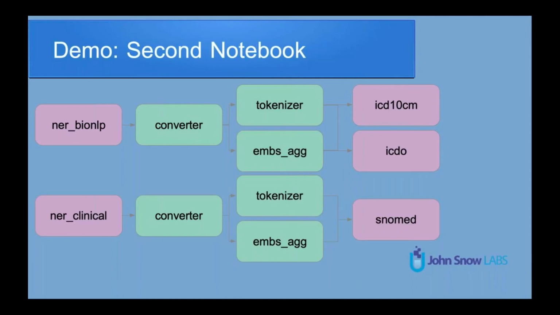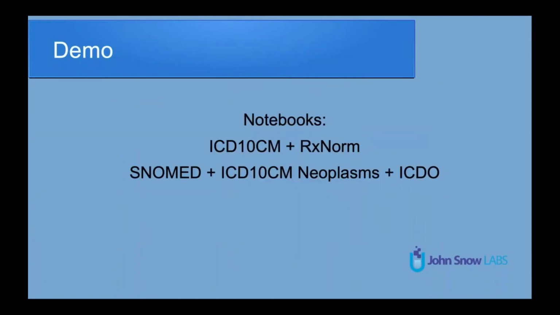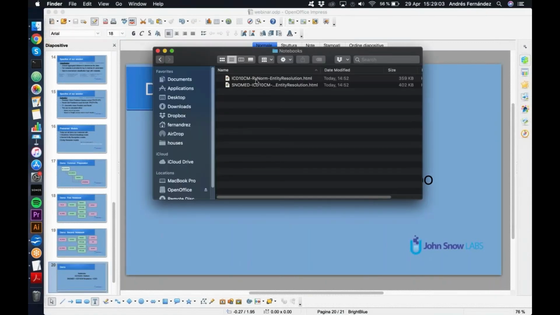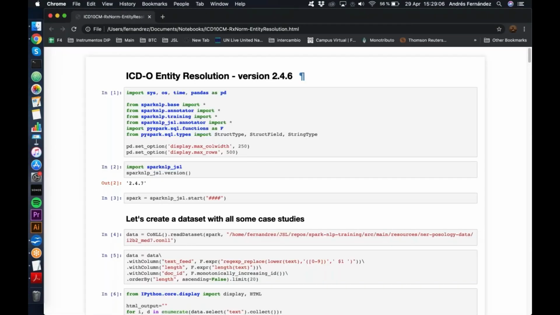Also, we have an NER in the second notebook. Sorry, we're going to use an NER for cancer type of entities, and an NER for generic clinical type of entities. The cancer ones, we will resolve using the ICD-10-CM neoplasms subset of codes, and the ICD-O for histology. And for the clinical terms, we will use SNOMED as the resolution knowledge base. So, okay, let's take a very, very quick look at how these notebooks look and how a developer could make use of our library to resolve.